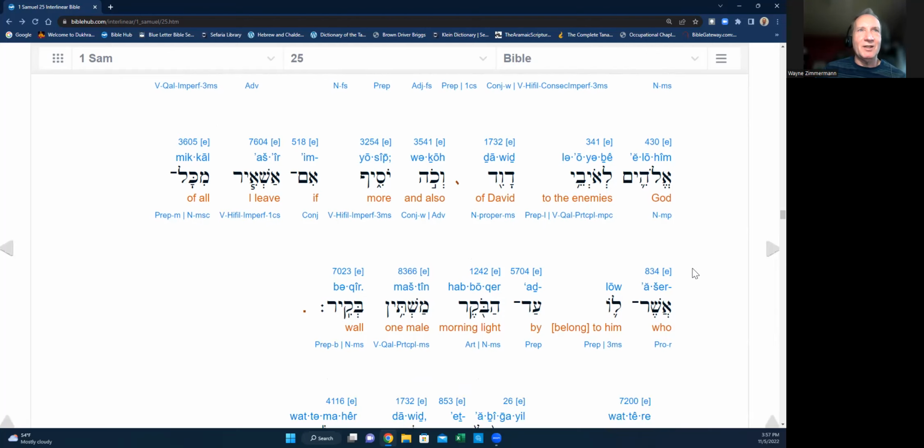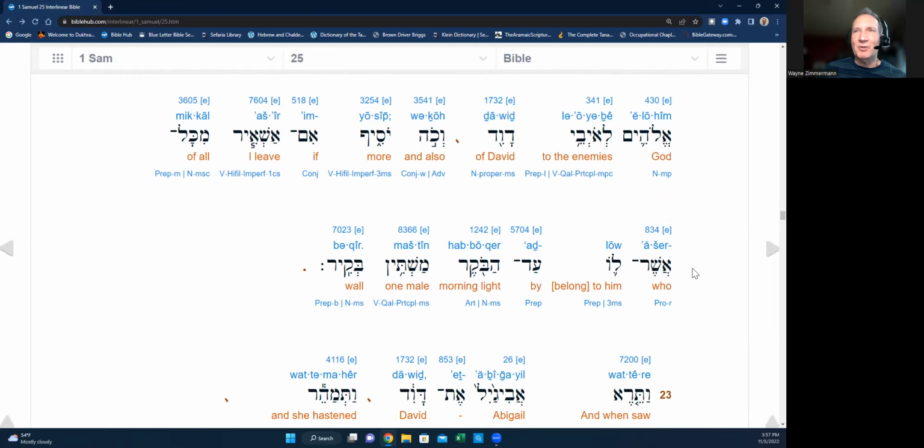And he's saying, if I leave at all, and here's where it gets really interesting, asher lo ad haboker, mashtin bekir. And of course, we're going to see many different translations here. Here it says one who by the morning light, and it says one male in wall. Well, what's the wall have to do with it? What is the male have to do with it?